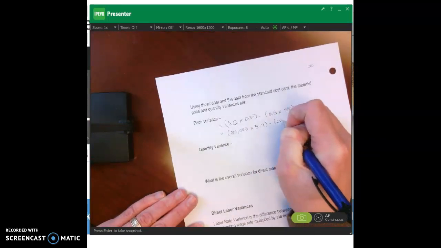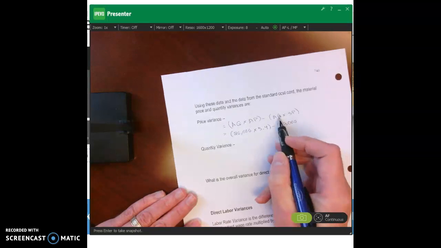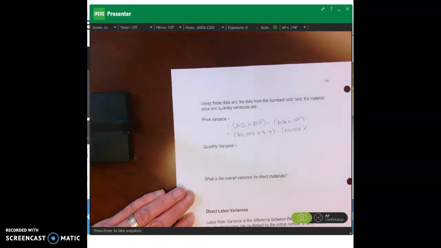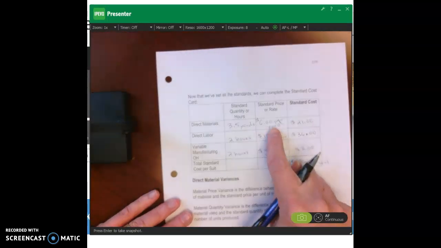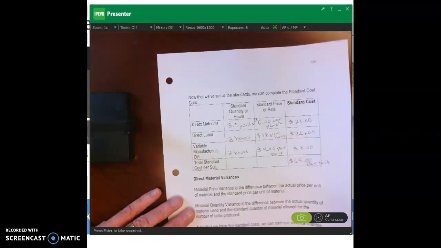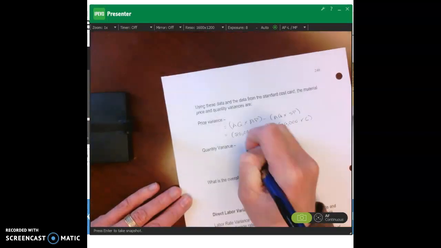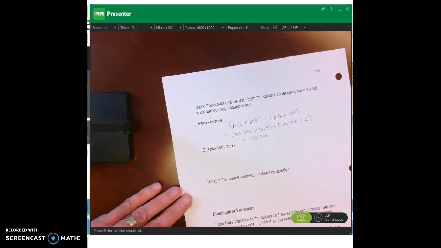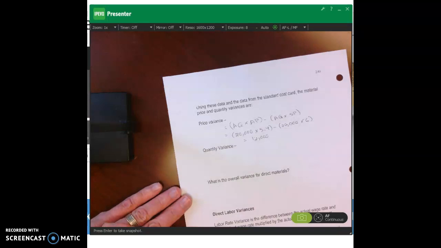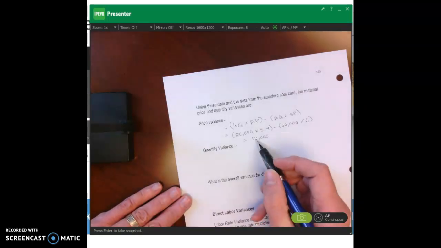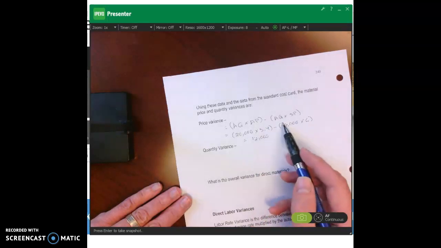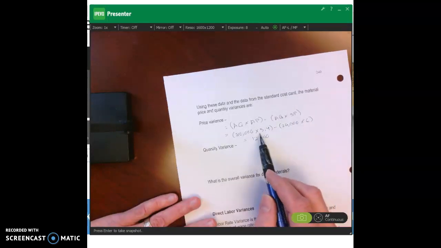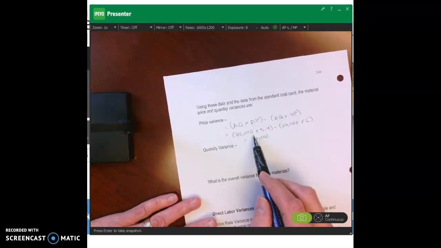Minus the 20,000 yards that I actually purchased, my AQ, times the standard price. That's from our cost card. It's $6. And then when we do the math, we get 12,000. Now, I don't show this as a 12,000 negative or positive. I show the absolute value. And the reason for that is I think it's easier to understand. But then what I want to decide is, is this favorable or unfavorable?